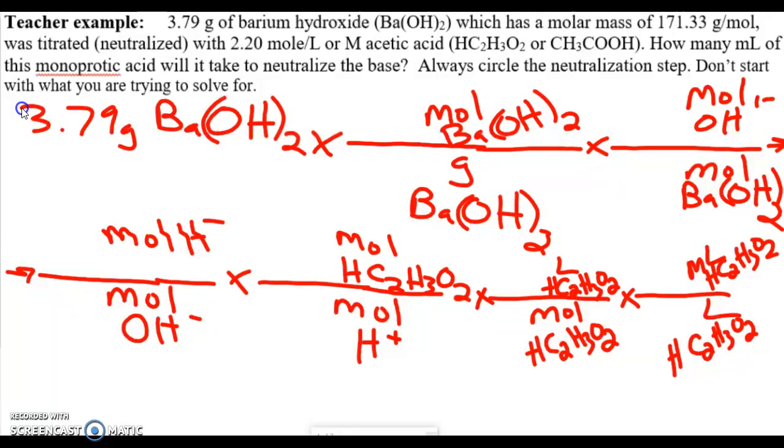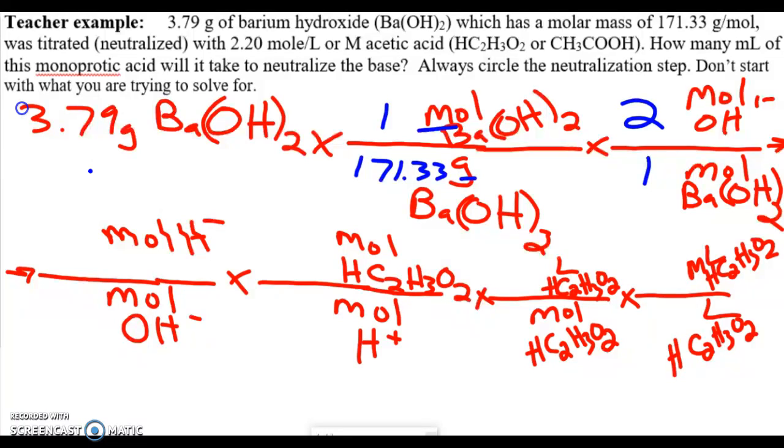So we go back up to the top. We have moles over grams. That is our molar mass, so that is 171.33 grams in 1 mole. We go to our next step. How many OHs are in 1 BaOH2? Well, there are 2 moles of hydroxide ion in every 1 mole of barium hydroxide.